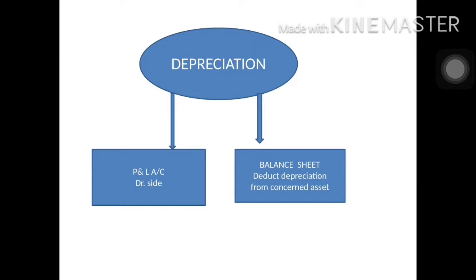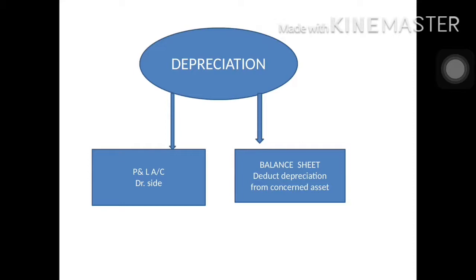Next is depreciation. Now all of you know the meaning of depreciation. In class 11 we had a chapter on depreciation. Depreciation is nothing but the reduction in value of assets over a period of time due to wear and tear, and there are many examples of that. Depreciation is a loss to the business, so you will write it on the profit and loss account debit side. The second effect, in the balance sheet, you have to deduct depreciation from the concerned asset. It could be your furniture and fixtures, your motor vehicles, your plant and machinery. So you have to deduct from that concerned asset.